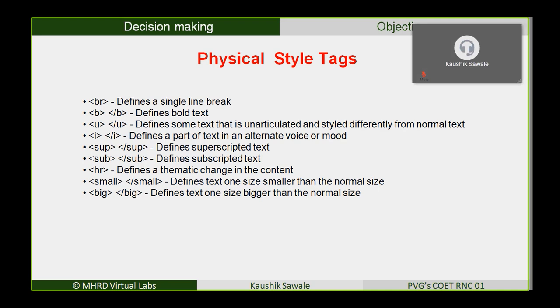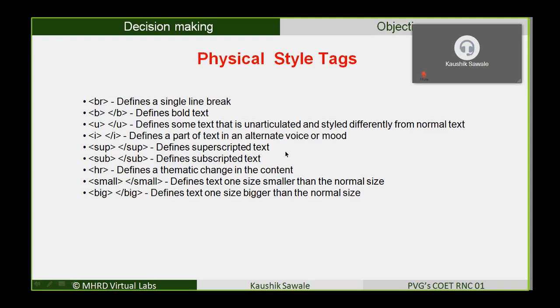The B tag defines bold text. If you write text in those B tags, the text becomes bold. A U tag works the same way as the bold tag. If you write text in the U tags, they become underlined. And if you write text in the I tags, they become italic. This is like SUP tag is for superscript.